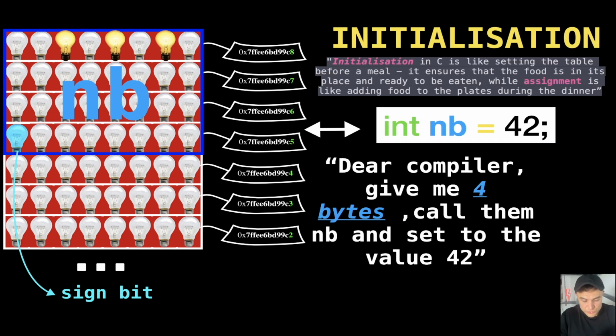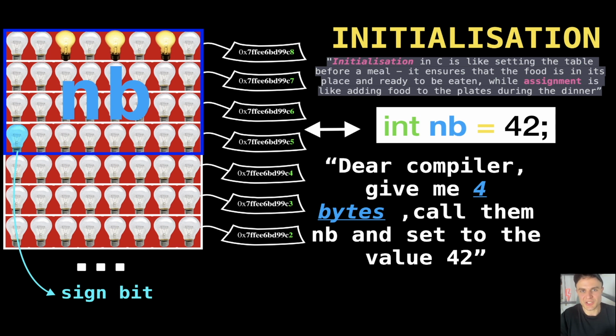The last idea I want to give you is the one of initialization. So what is the difference between assignment and initialization? As you can see here, I've written int nb is equal to 42. Everything happens on the same line. So initialization in C is like setting the table before a meal. It ensures that the food is at its place and ready to be eaten, while assignment is like adding food to plates during the dinner. This is a good idea, right?